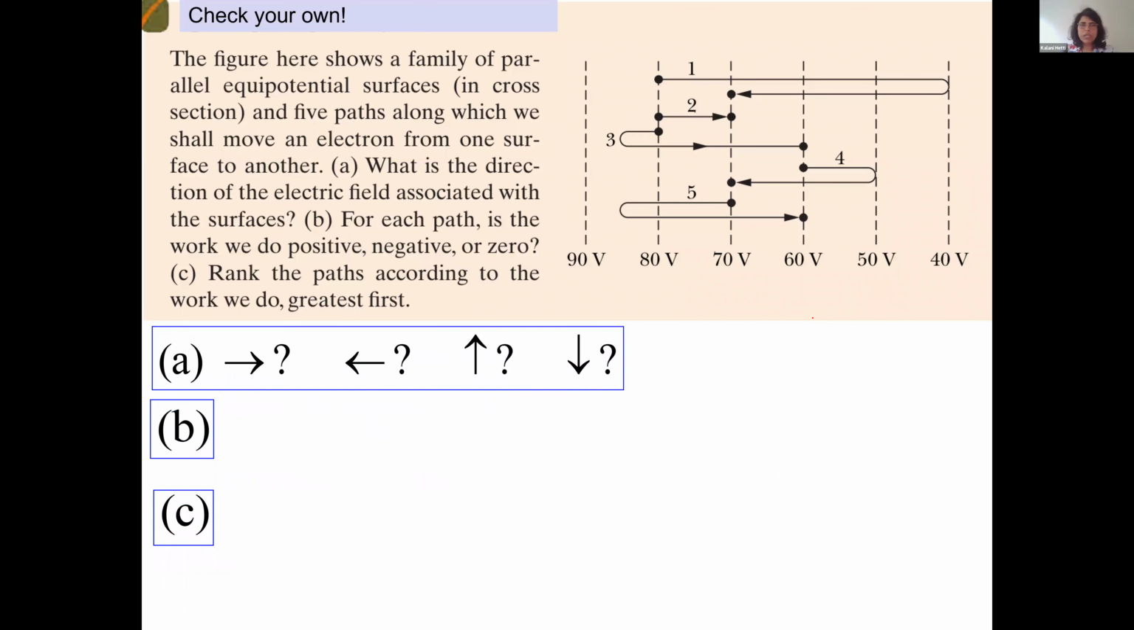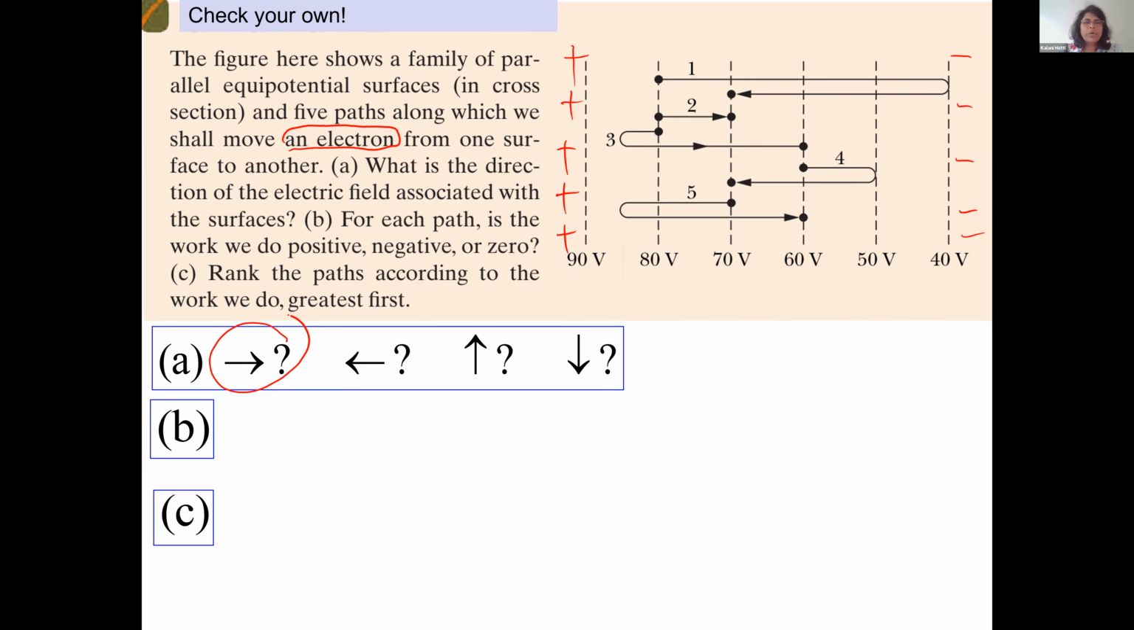So now let's move into this question. I have equipotential lines 90, 80, 70, 60, 50, and 40, and I have paths taken 1, 2, 3, 4, and 5. It says that along these paths, an electron is the particle that will move. And what is the direction of the electric field associated with the surface? As soon as you see the equipotential lines, you know that this terminal is the positive terminal and this terminal is the negative terminal. That means my electric field will start from positive and end at negative. That will be the answer. Okay, that is A.